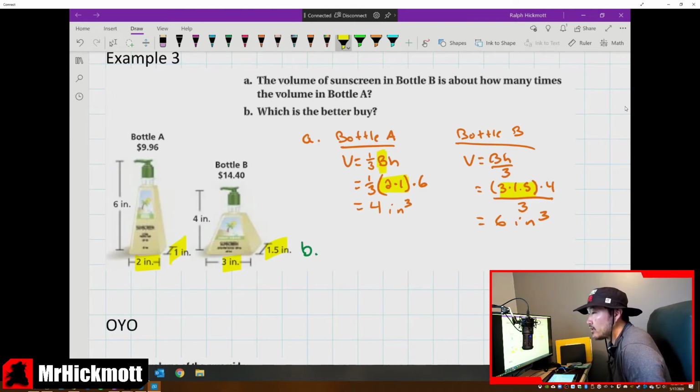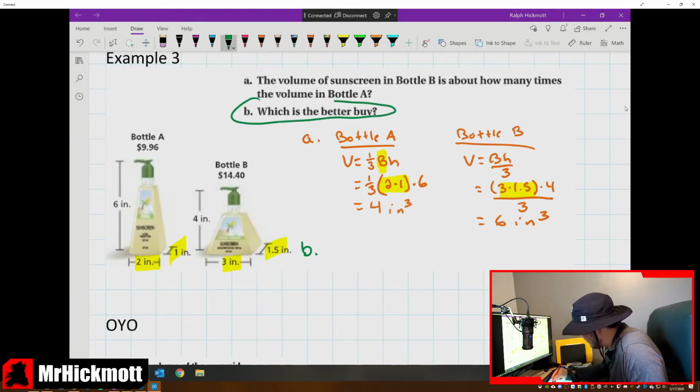Anyway, double check your calculations with what I have on mine. Bottle A is 4 inches cubed, bottle B is 6 inches cubed. So now we're going to part B, where it asks about the better buy. This is actually going to go a little bit further back to a long time ago, where we talked about unit rates, ratios, proportions, better buys.